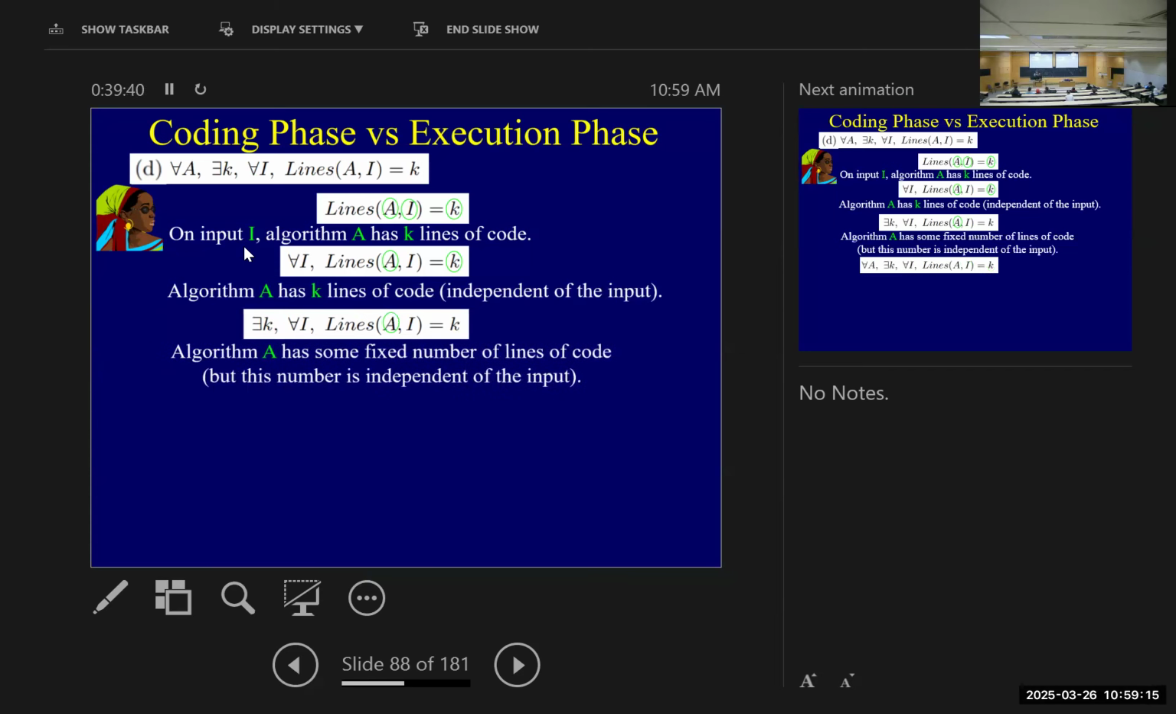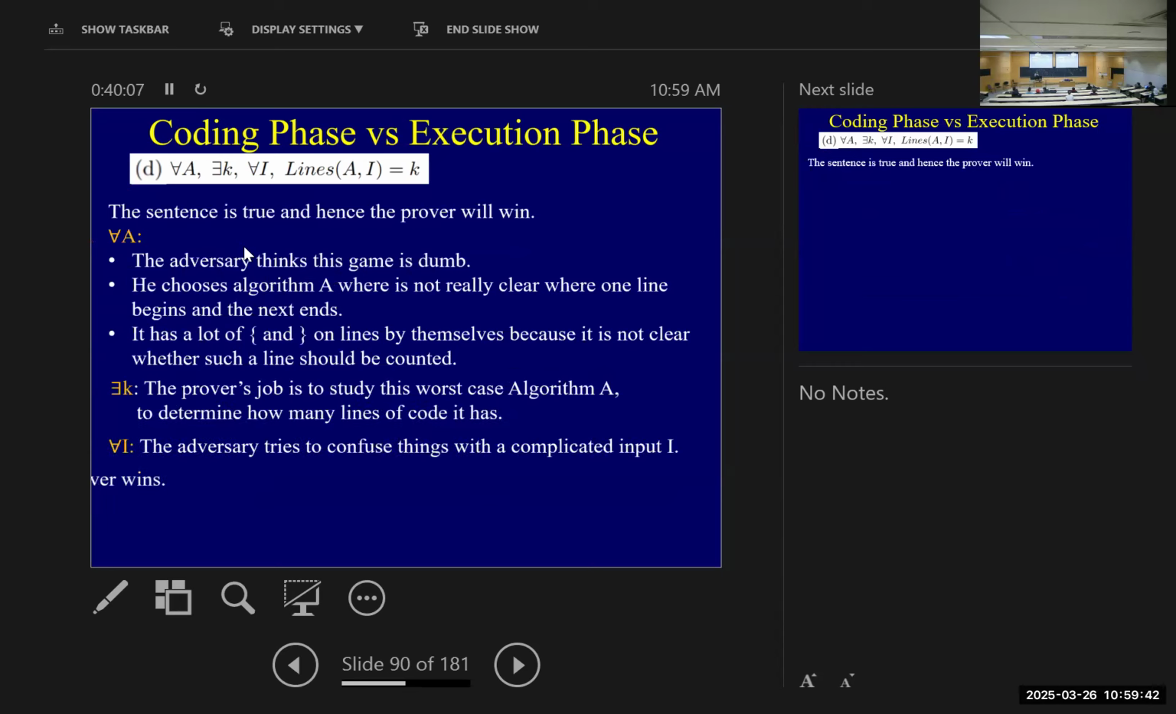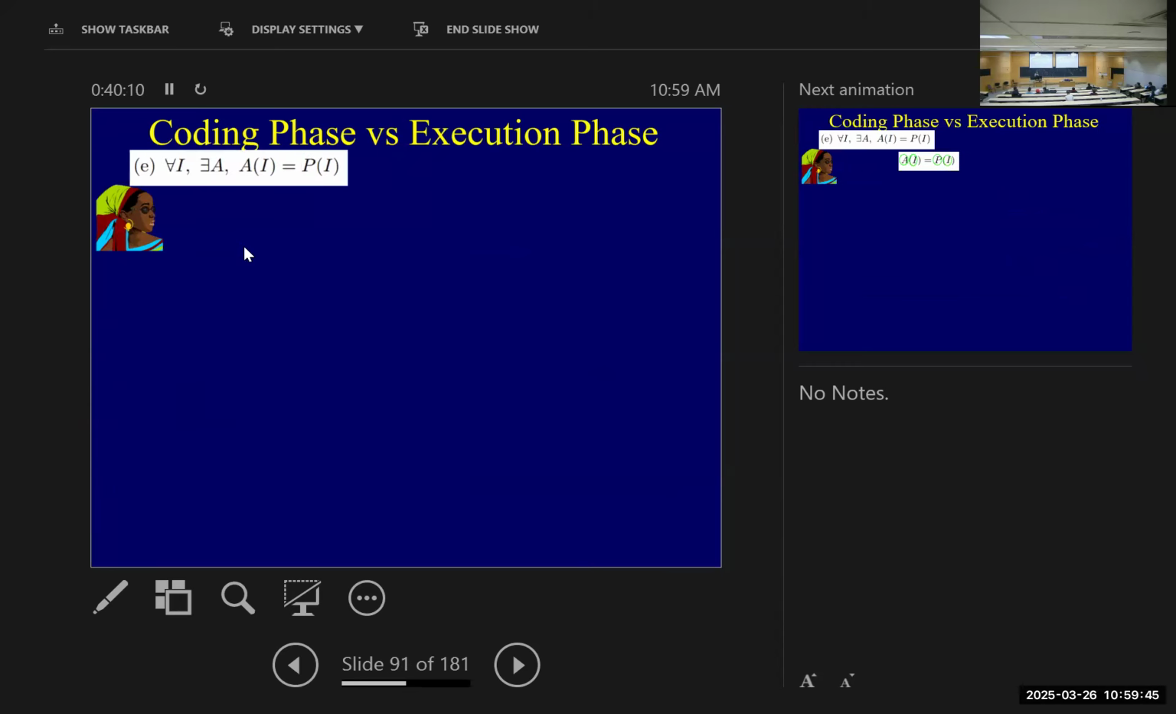Build it out like this, right? What does this say? Every algorithm has a property. What's the property? It has some number of lines of code, right? Are you guys following this? Okay, here's one. This is one we've done before, right?